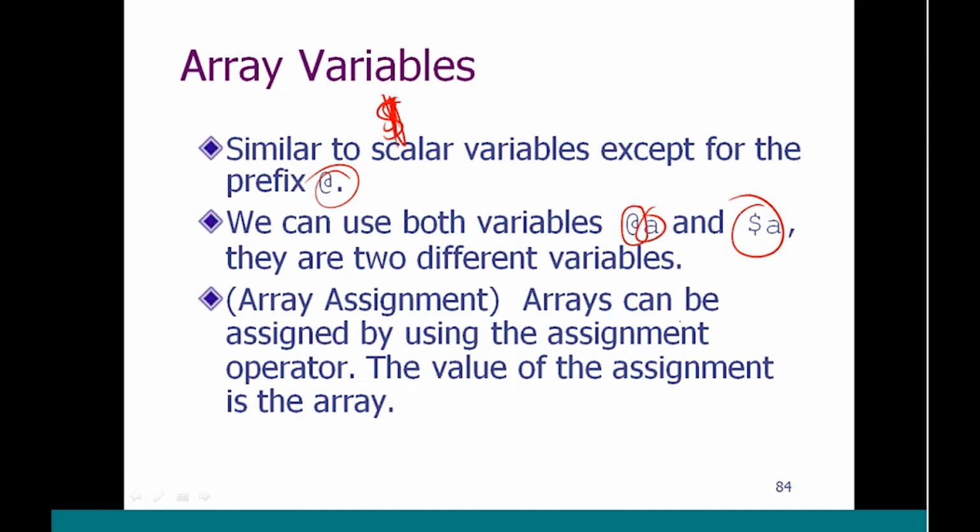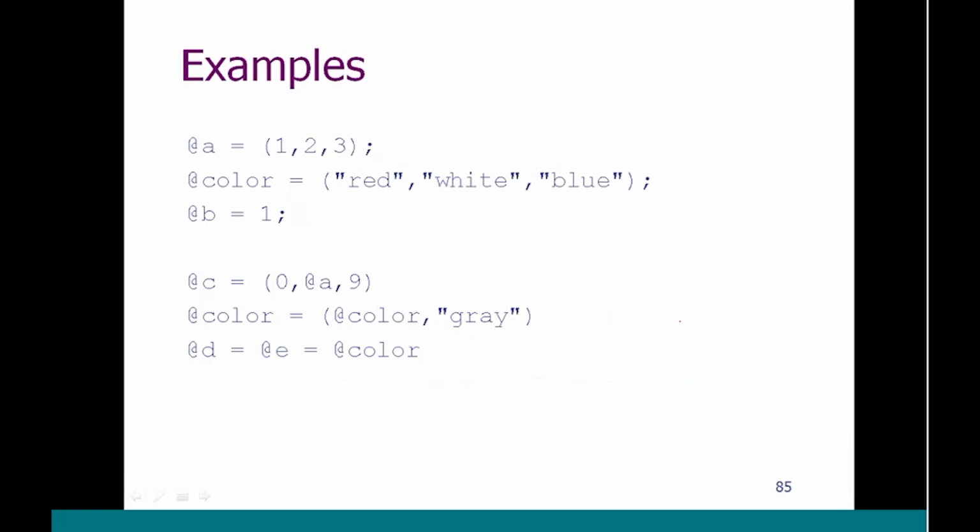And the array assignment: arrays can be assigned by using the assignment operator. The value of the assignment is the entire array. So how do we use this? Here are some examples. First of all, declaration of an array. We know that this is the way to declare an array, and then we assign a variable, @a. And here this is a string array containing the names of colors. So @color is red, white, and blue. And @b equal to 1 is also an interesting array containing just one element.